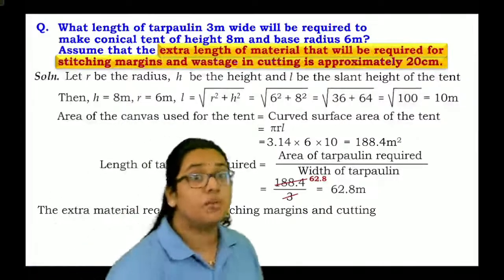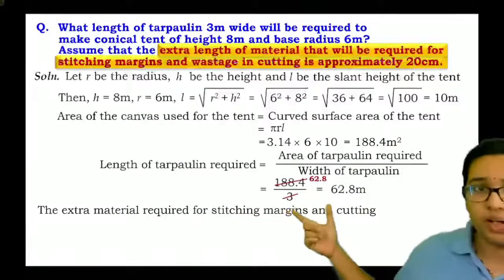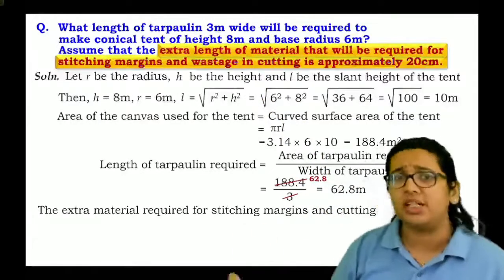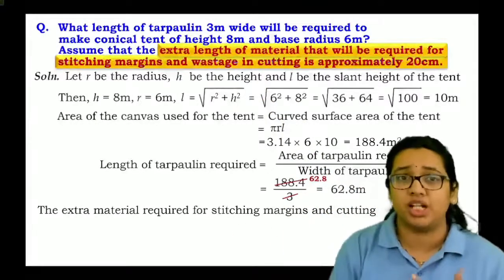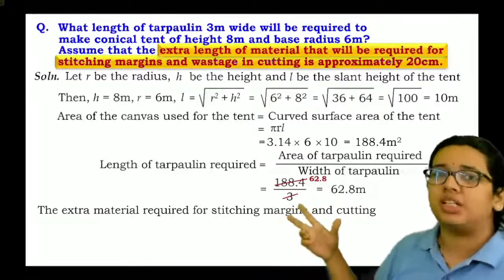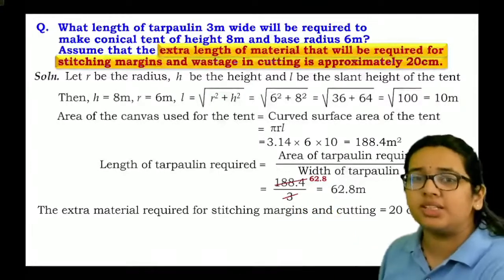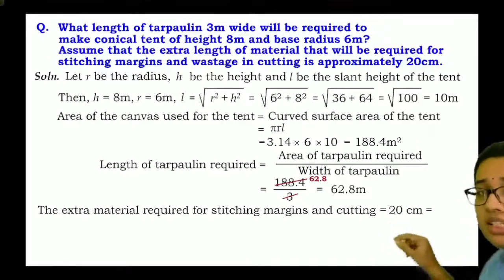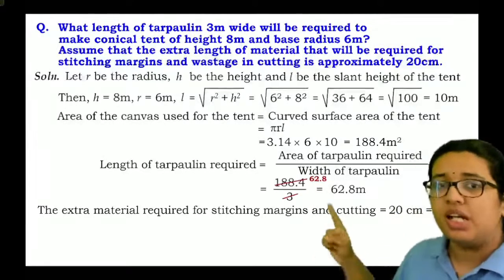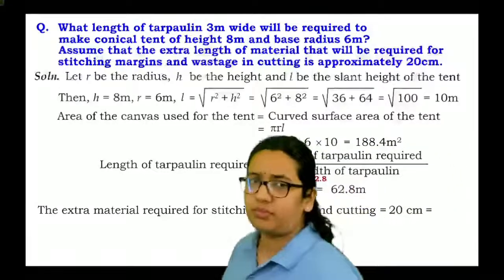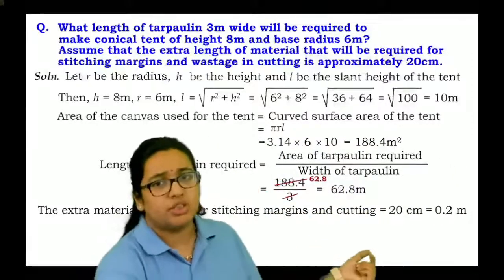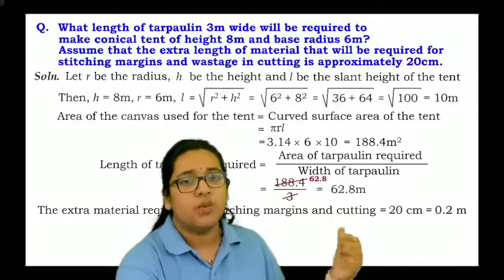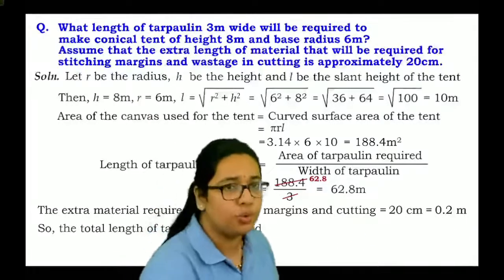62.8. This means the length of trapezoid required, but with some additional quantity, that extra length of material that will be required for stitching margins and the wastage in cutting is approximately 20 centimeter. So this extra material you were given is in terms of centimeter, and what you have got is in terms of meter. So first of all, we'll just convert this 20 centimeter into meter, which is nothing but 0.2.